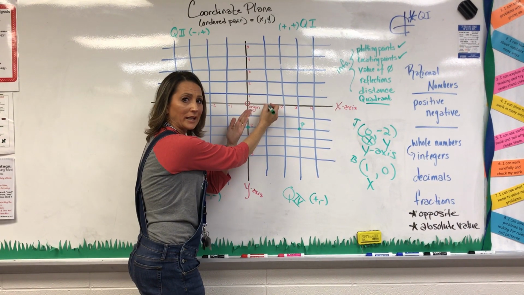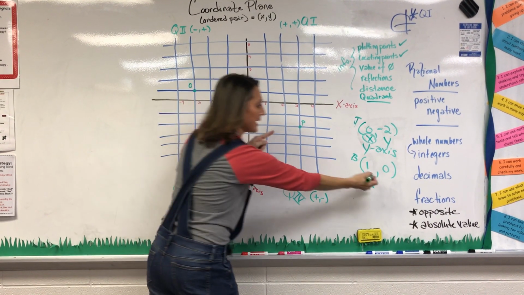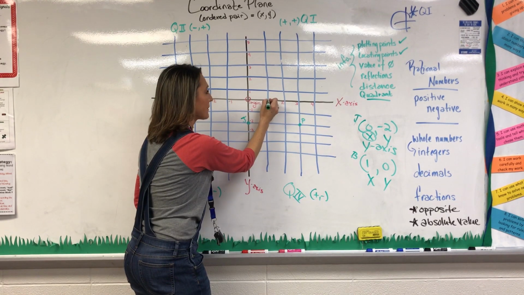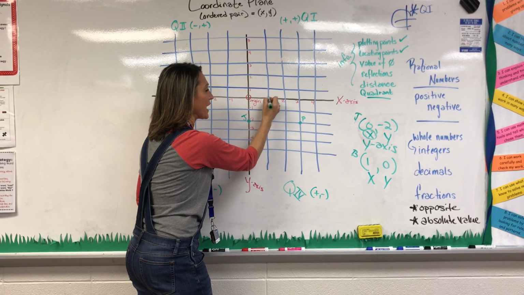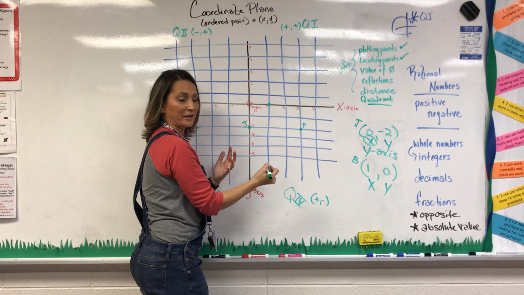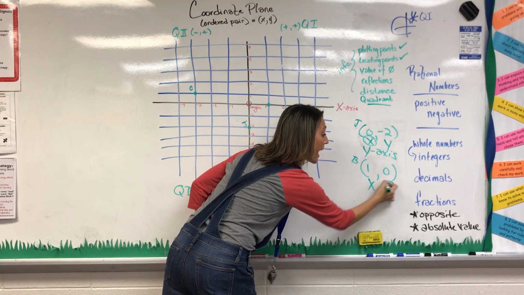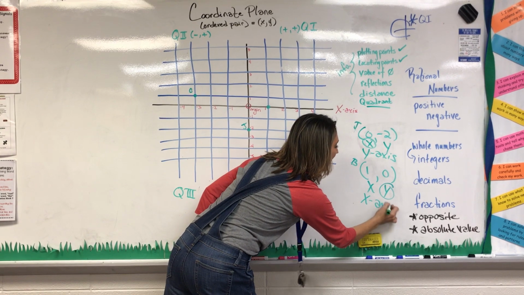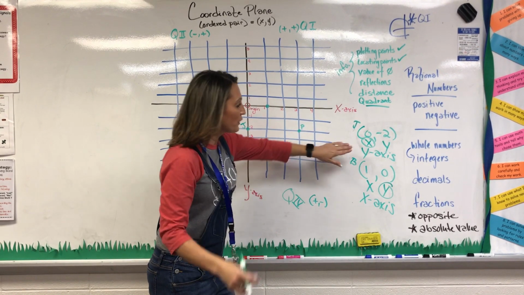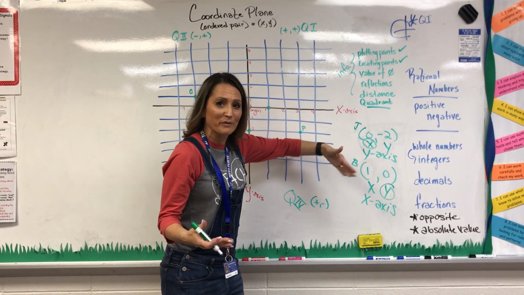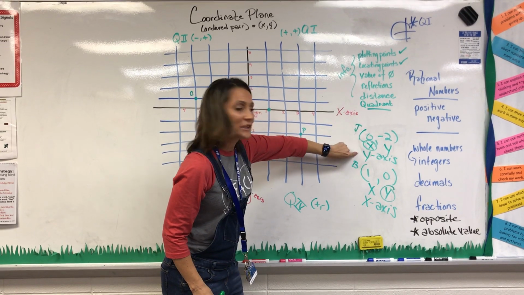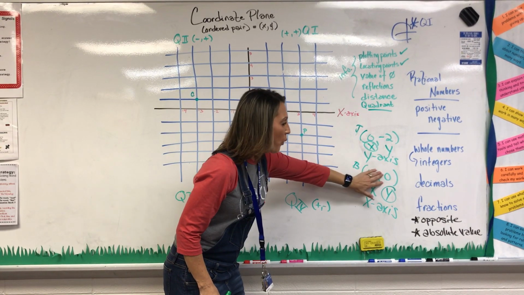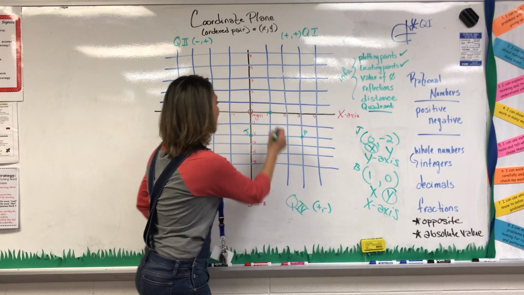But my Y is not going anywhere. My Y is 0. So I'm going to plot my point right there because I didn't go up or down anywhere. So if my Y is 0, I'm going to end on the x-axis. So if you look, I told the students, it's kind of reversed. X is 0, stay on your Y. Y is 0, stay on your X.